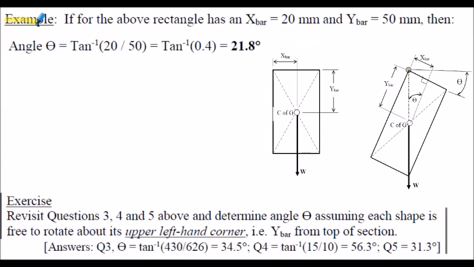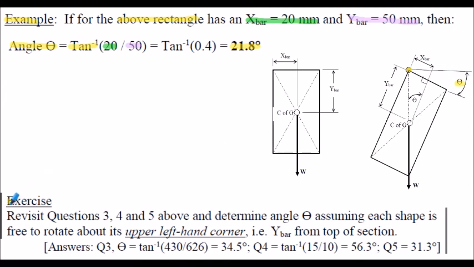Here's an example based on the rectangle shown on the previous slide. We're given an x bar is 20 millimeters, y bar is 50 millimeters, so therefore the angle theta is calculated from tan to the negative 1 of 20 divided by 50. That evaluates to an angle of 21.8 degrees. So the angle of rotation from the top left-hand corner, angle theta, is 21.8 degrees.